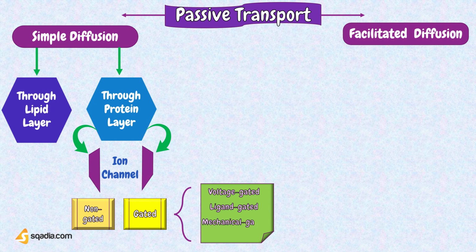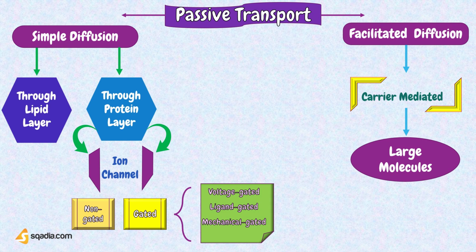The facilitated or carrier-mediated transport mechanism is reserved for larger molecules that cannot pass through an ion channel. The molecule binds with a carrier protein and diffuses through the cell membrane after going through some configurational changes.